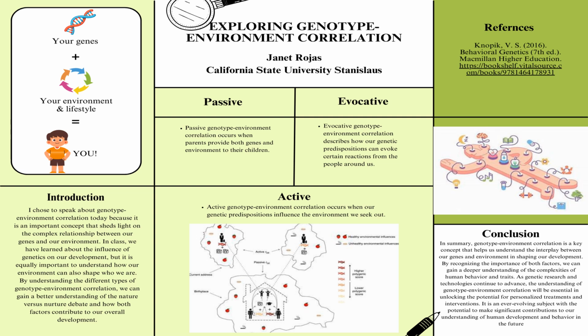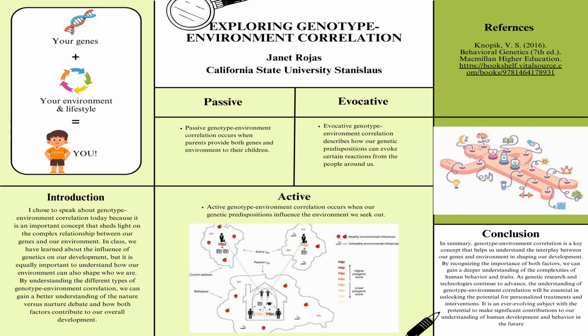So what is genotype-environment correlation? This refers to the tendency for certain genetic predispositions to be associated with particular environments. This basically means that our genetic makeup and the environment we are exposed to work together to influence our traits and behaviors. There are three types of genotype-environment correlation, as you see in my poster. There's passive, evocative, and active. So let's talk about the first one.